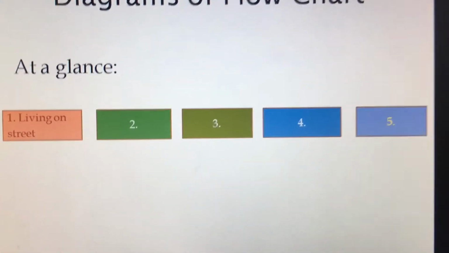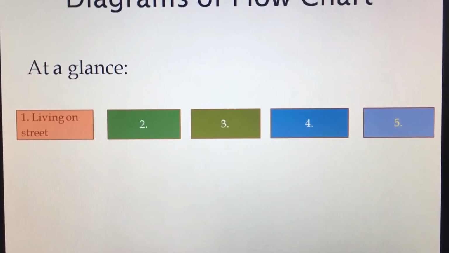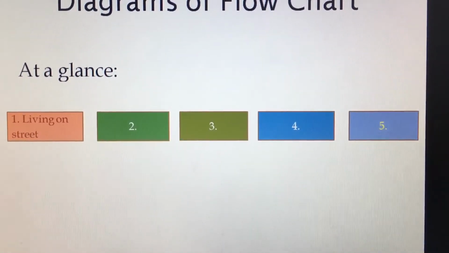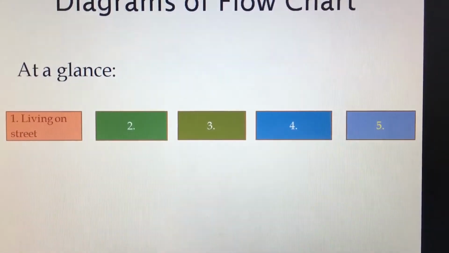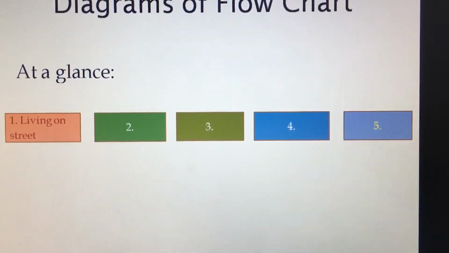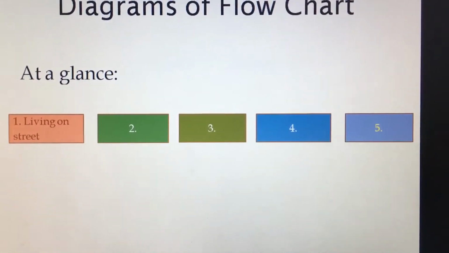And look at that, in the first box, I've started the information with a capital letter. So it's very important for you. When you write a flowchart, your first piece of information will be written in a capital letter and the last piece of information will be written in small letters. And there are no full stops, of course.